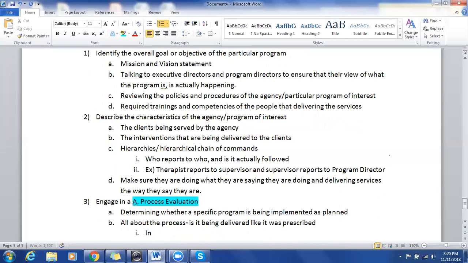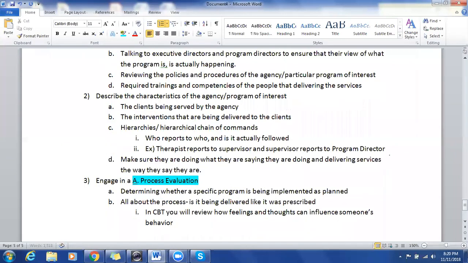in CBT, you will review how behaviors, how feelings and thoughts can influence someone's behaviors. However, if this is never discussed, the process was not followed. So it's making sure that people are doing what they're actually supposed to be doing.